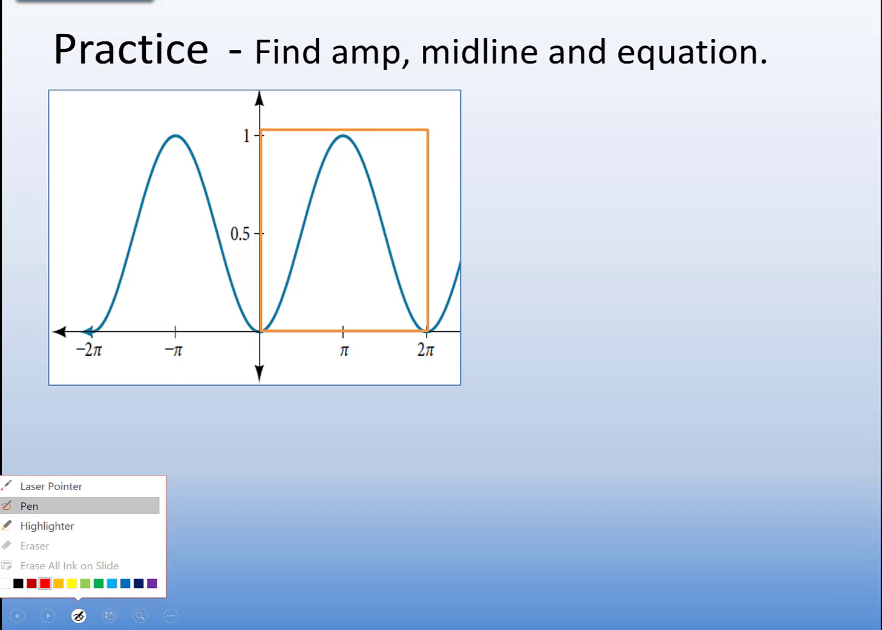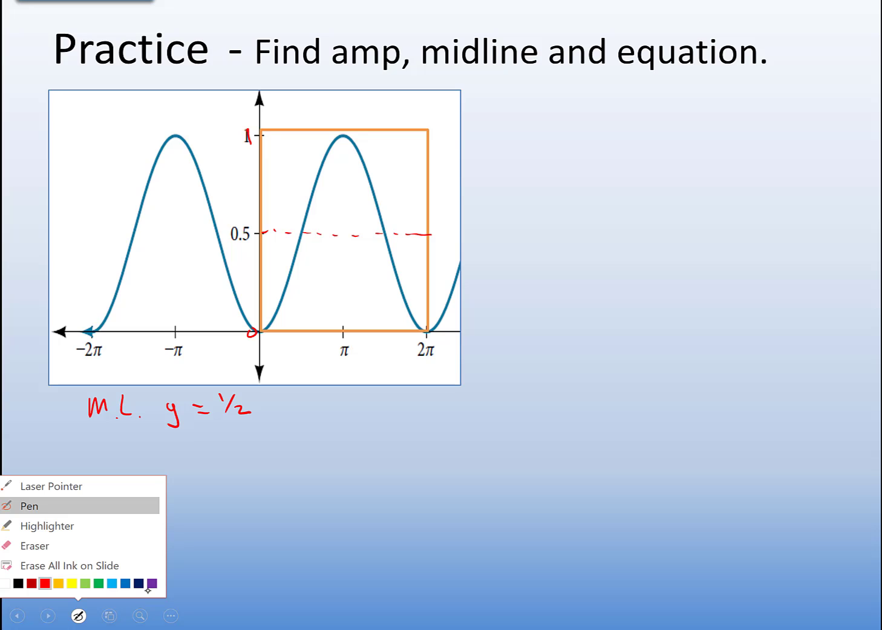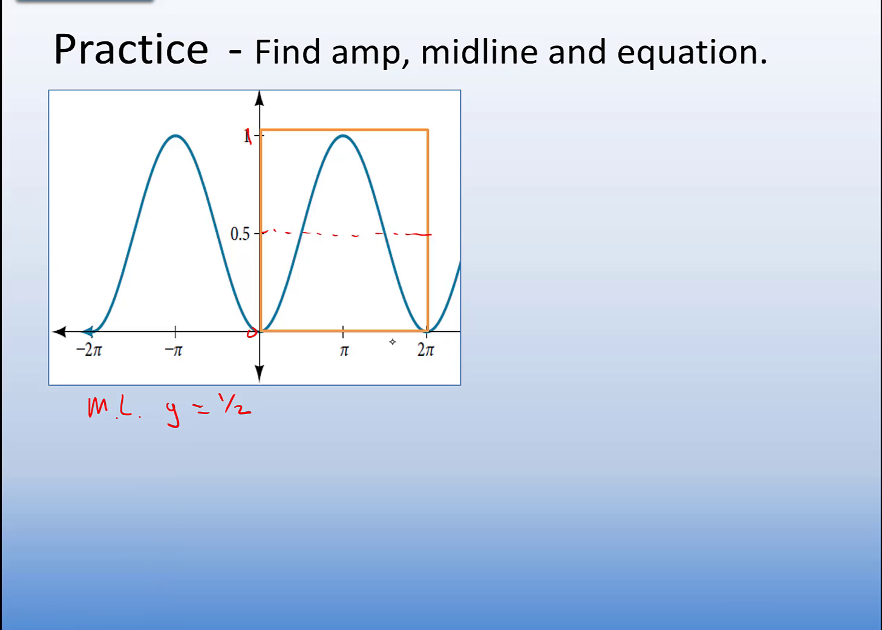So first of all, what is the midline? Okay, well, the middle of the box is the midline. The bottom is at 0. The top is at 1. The midline is right here. It is the line y equals 1/2. And so, since the midline has been shifted up from 0, the entire graph is shifted up from 0. So I have a vertical shift equaling 1/2.